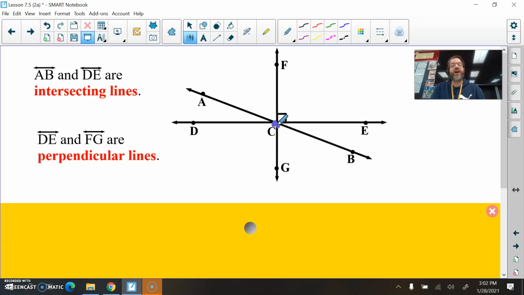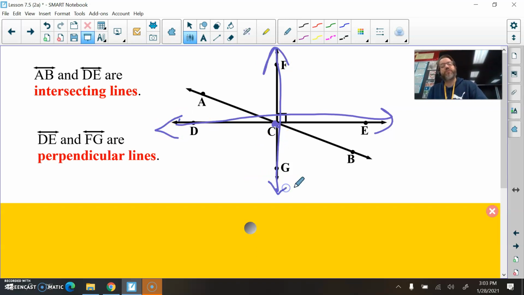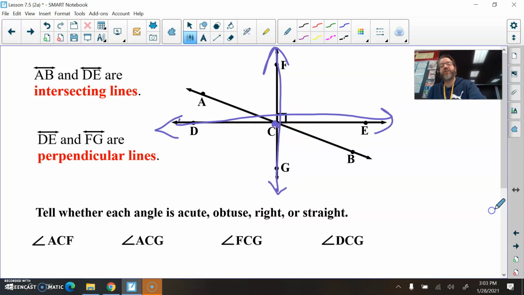Now, if lines intersect and they form right angles, like line DE here and line FG here, kind of like those streets in Washington, D.C. when we were looking at that map of Washington, D.C. yesterday, those are special intersecting lines called perpendicular lines. They're just intersecting lines, but they form 90-degree angles. So line DE and line FG, for example, are known as perpendicular lines because they intersect, forming 90-degree angles.